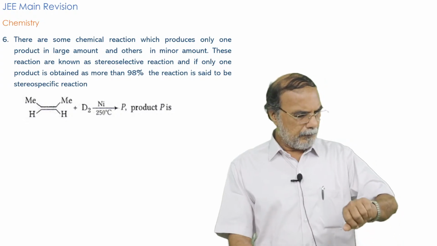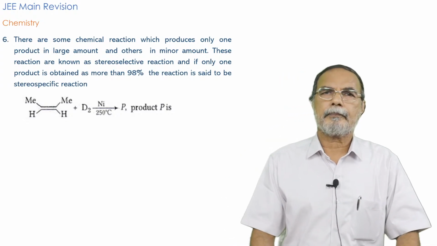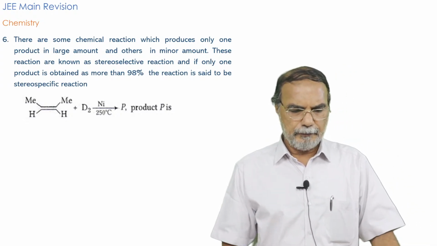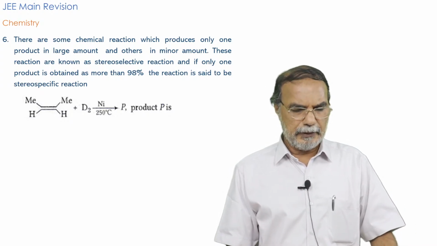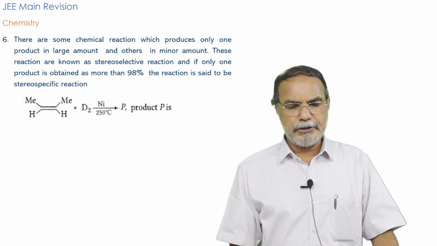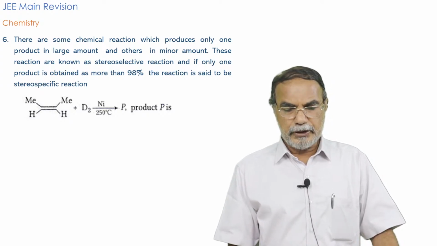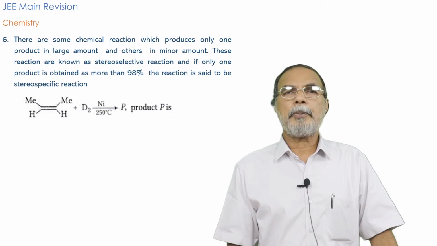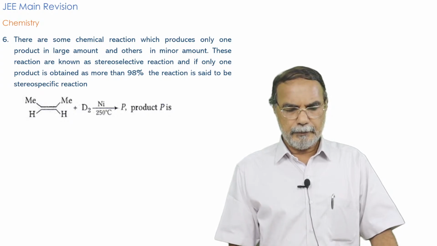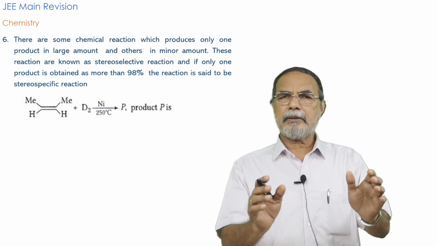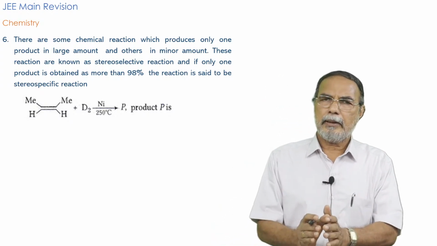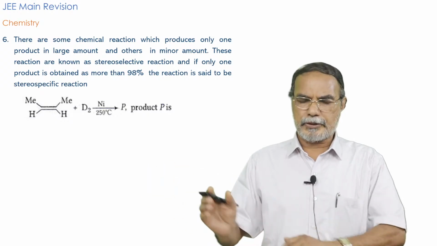Okay, coming to question number 6. Question number 6, there is a description given in the question itself. There are some chemical reactions which produce only one product in large amount and others in minor amount. One product in large amount and the other products in small amounts.